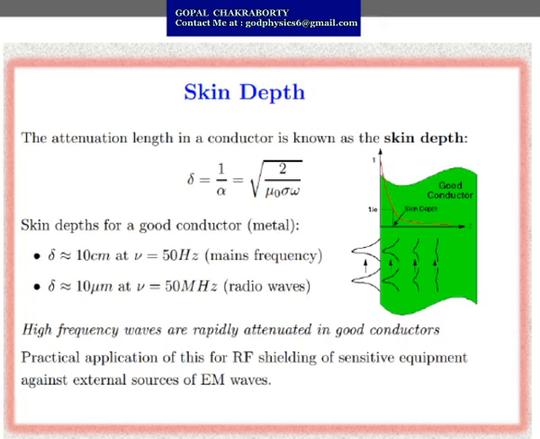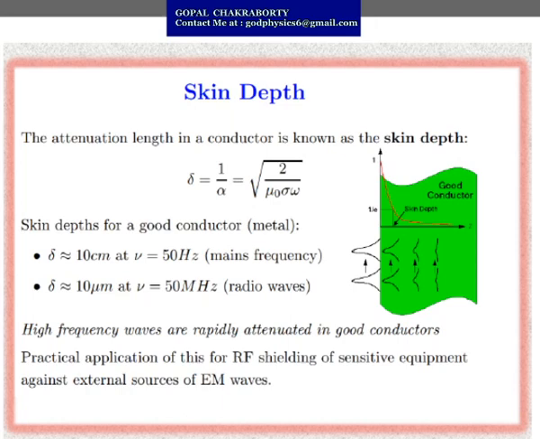Next point is skin depth. The diagram here shows a good conductor that I have considered, and the electromagnetic wave is coming in. The graph shows how it decays exponentially. The attenuation length in a conductor is known as the skin depth. Skin depth can also be defined as the depth or length at which the initial value has decayed by 1 by e times, so the value now will be 1 by e of the initial value.